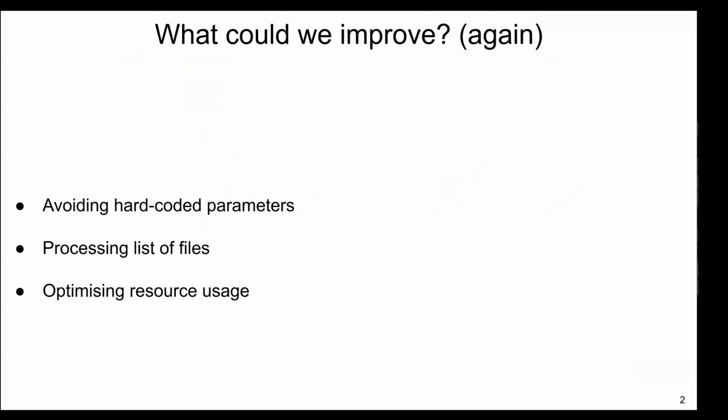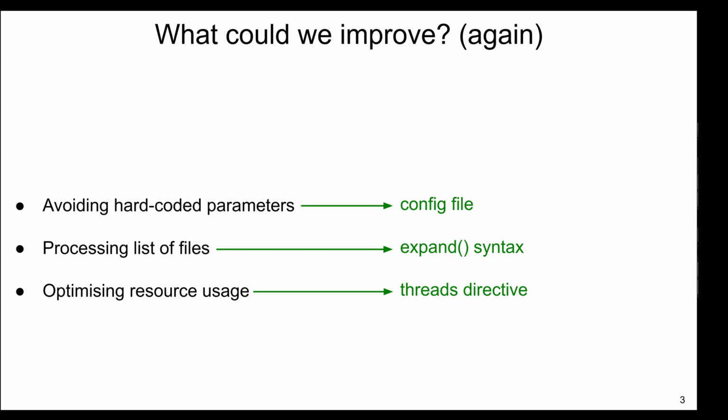The three things we're going to see now are how to avoid hard-coded parameters, how to process a list of files efficiently instead of writing all the file names, and how to optimize resource usage, and especially the number of threads and parallelization here. So to do this, we have a few solutions. The first one is to use a config file instead of hard-coded parameters. To process a list of files, we can use the expand syntax, and to parallelize, we can use the threads directive. So that's what we'll see now.